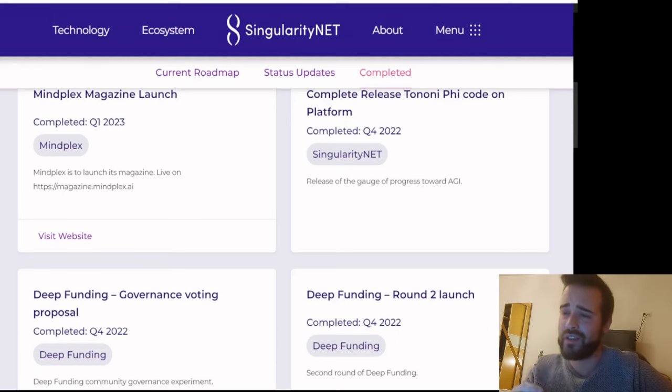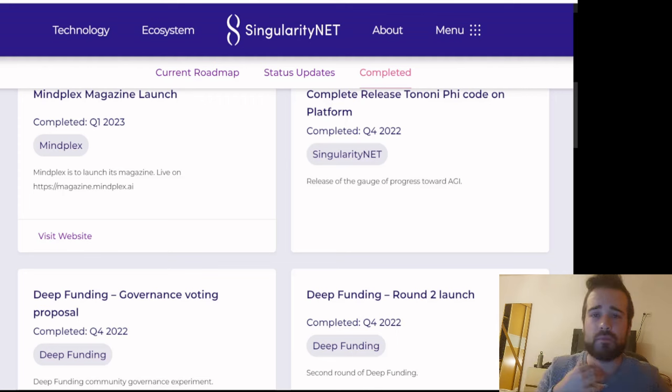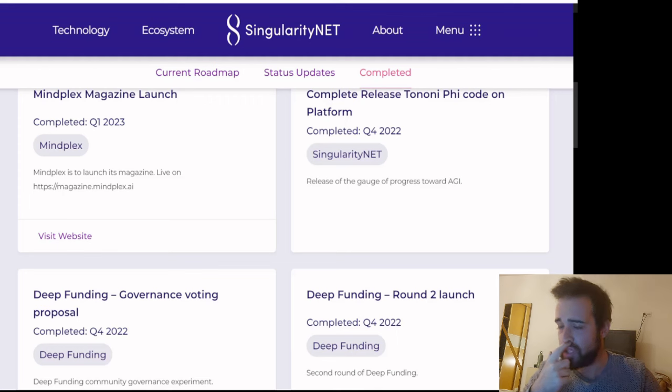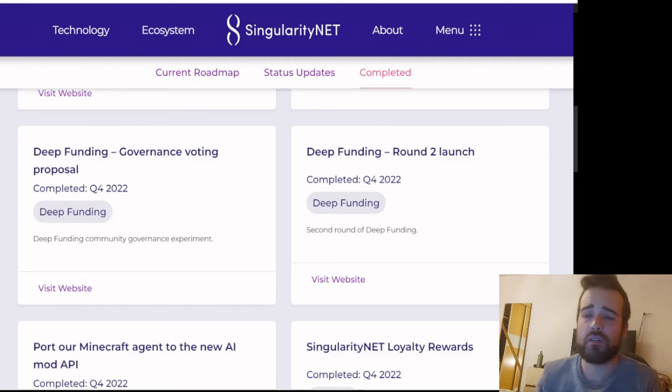I think that's the release of the Tononi Phi code platform. Tononi Phi is a study that measures consciousness in artificial intelligence, and that has some very interesting applications for AI. And they did a complete release of this code, which is very interesting and an important progress towards the artificial general intelligence they are planning to develop with OpenCog Hyperon.